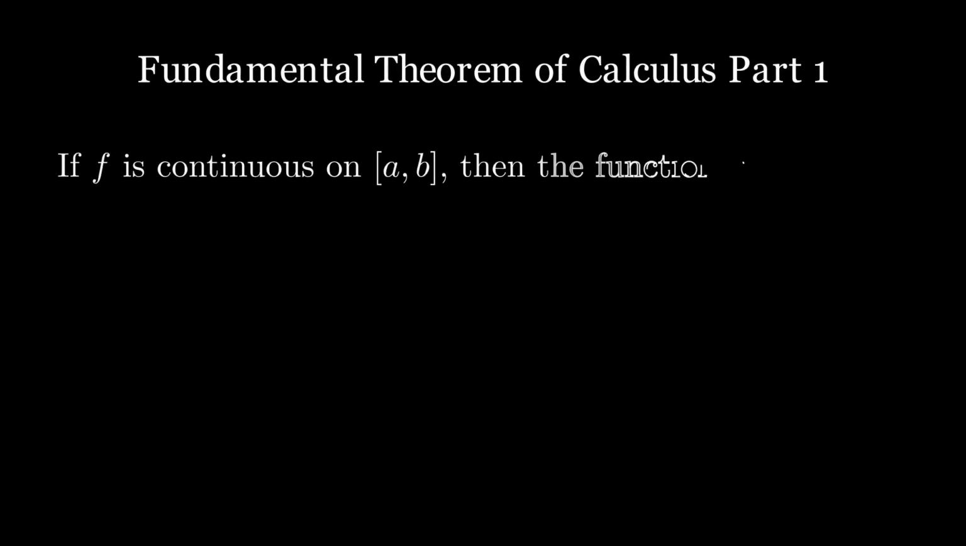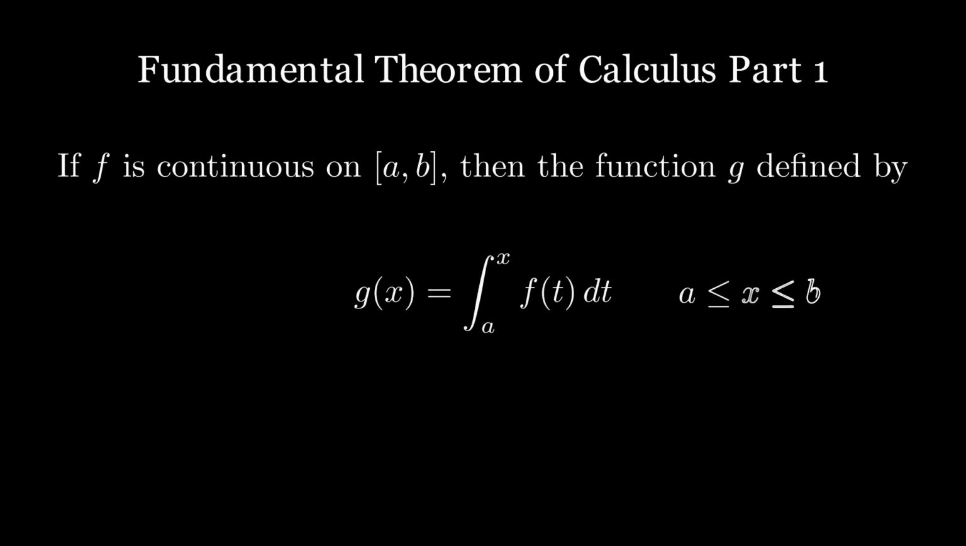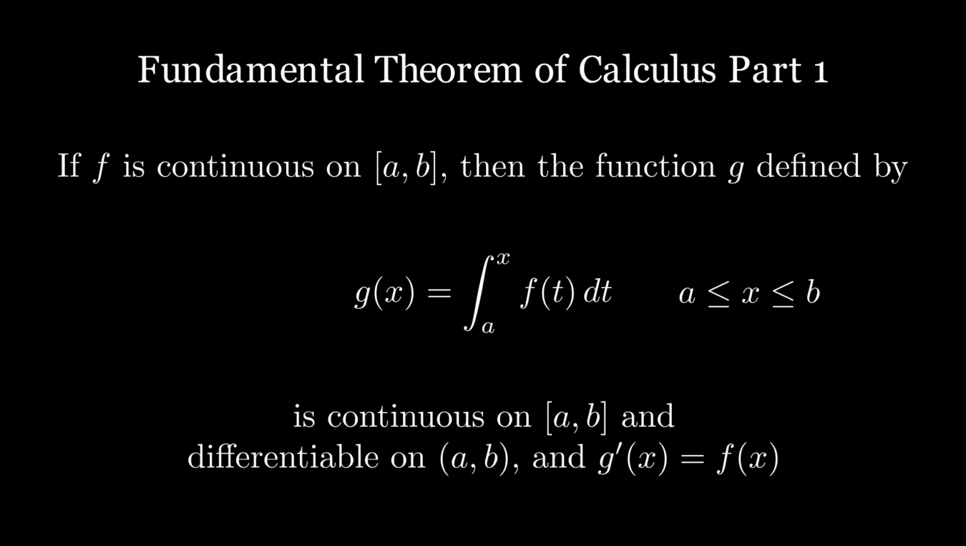Differentiating a definite integral with the lower bound of a constant a and an upper bound of a function of x is explained by the fundamental theorem of calculus, part 1. The fundamental theorem of calculus, part 1, states that if a function f is continuous on the closed interval a to b, then the function g, defined by the equation g of x is equal to the integral of f of t from a to x, where x is between a and b, then that function g is continuous on the interval a to b, and also differentiable on the open interval a to b. But most importantly, g prime of x would equal f of x.